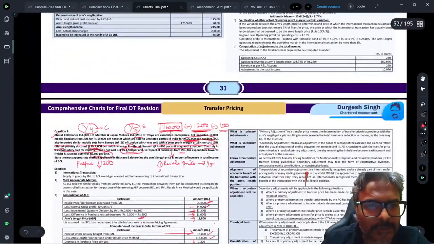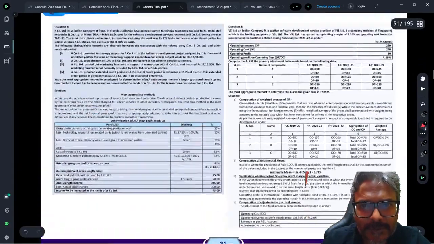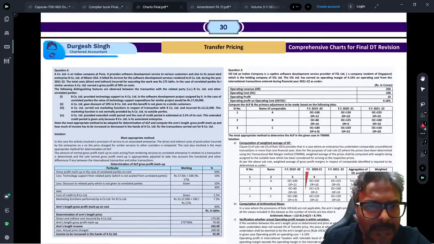So, can I go to the cost plus method? With your permission, students, can we then go to the cost plus method?